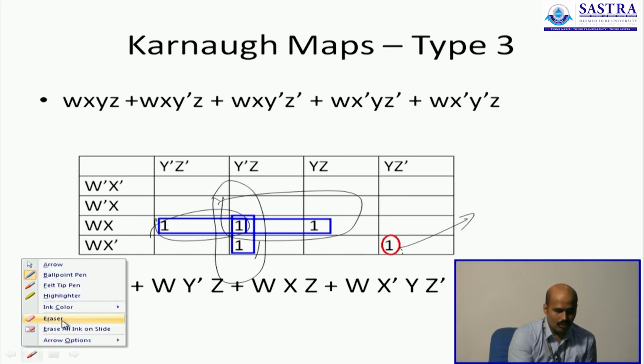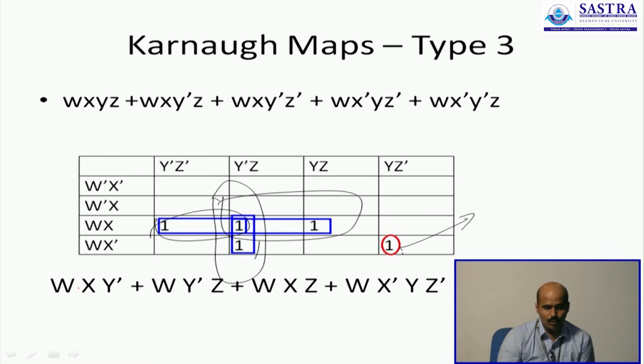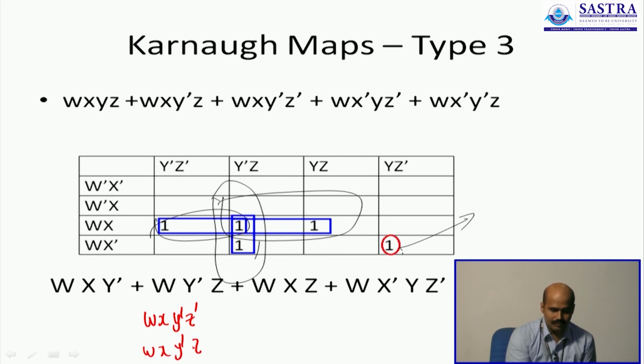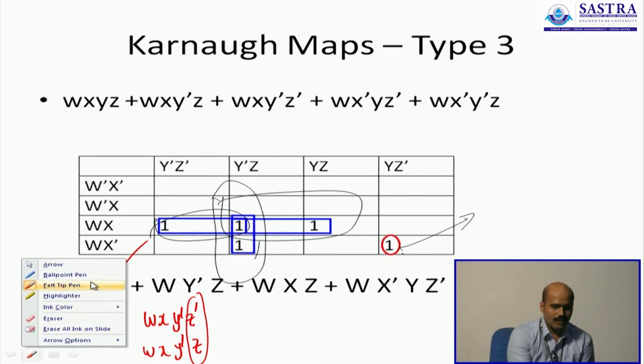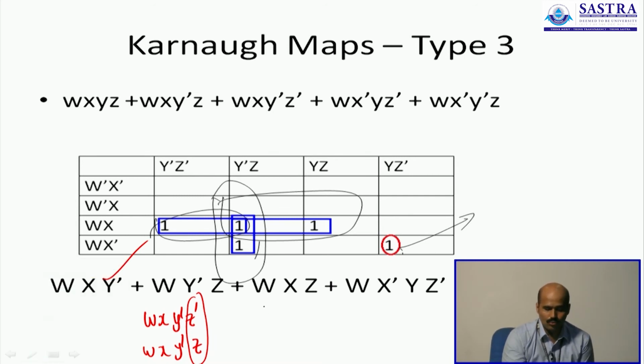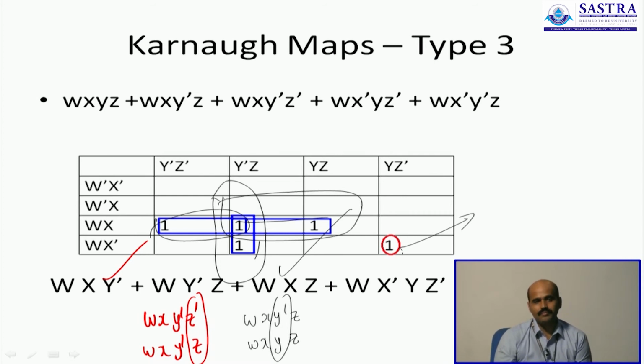When you reduce this term here, you will have a pair between wx y bar z bar and wx y bar z. Whatever is common has to be retained, so z can be chopped off. So I have wx y bar, that's here. Next up, when you pair up these two, I'll have wx y bar z and wx y z. Y is not common, chop it off. Wx and z is here.